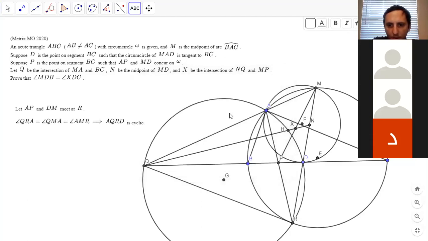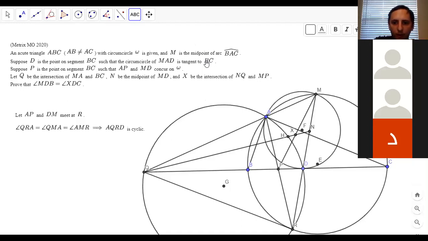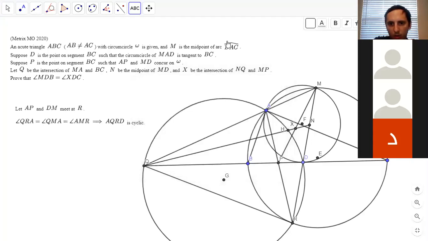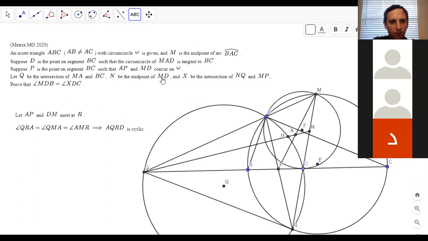And then once we had that, QD squared is QA times QM. Trying to remember, sorry, my memory's not that good. Oh, by an angle chase, QR is tangent. So angle ARQ is AMR. Okay, so we'll copy that.